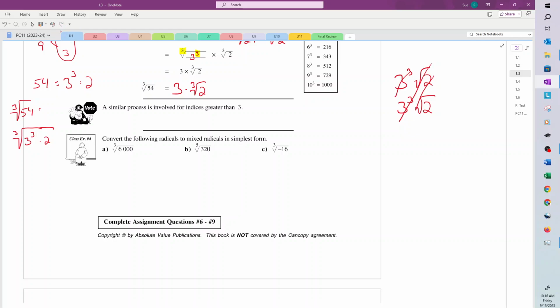All right, the cube root of 6,000. I'm having a good day, so I'm going to notice that 6,000 is 1,000 times 6. So that's the cube root of 1,000 times 6, and that equals the cube root of 10 cubed times the cube root of 6. So that equals 10 times the cube root of 6.